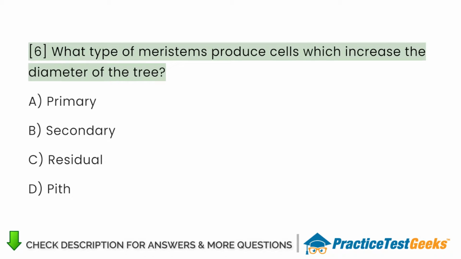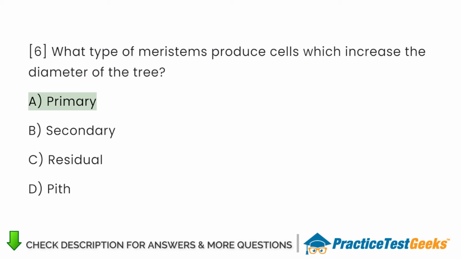What type of meristems produce cells which increase the diameter of the tree? A. Primary. B. Secondary. C. Residual. D. Pith.